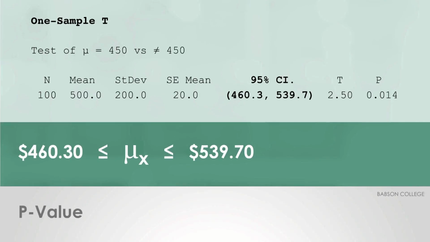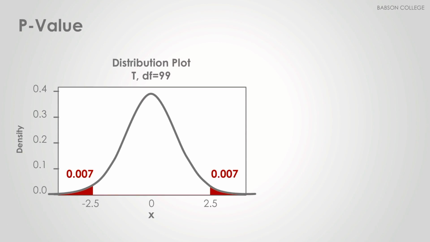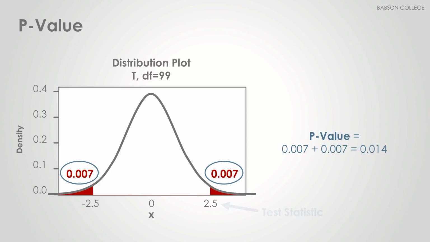Most statistical software will also provide a p-value. The p-value is extremely important with respect to helping us make our statistical decision whether to reject H0 or not reject H0. Here you can see that the p-value of 0.014 comes from adding up both tail areas associated with our test statistic of 2.5. Since our alternative hypothesis had a not equal sign, we must account for both sides of 0.